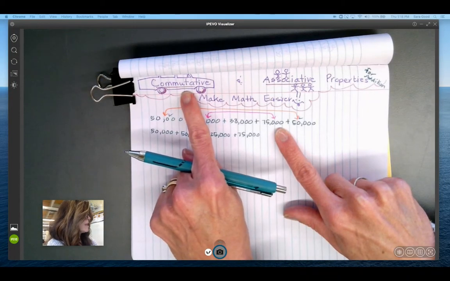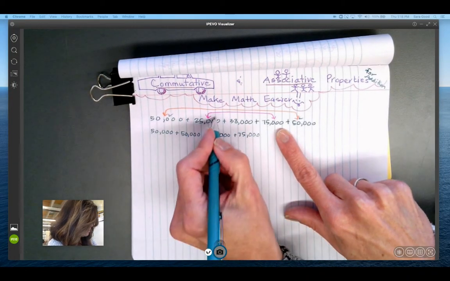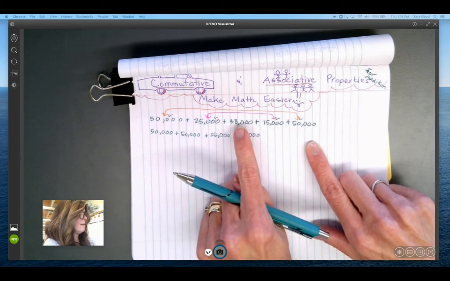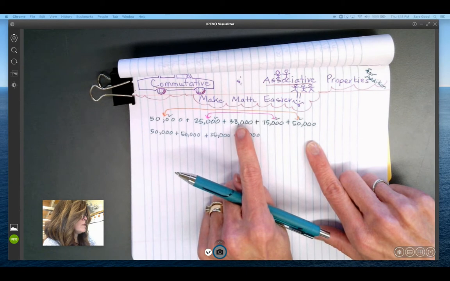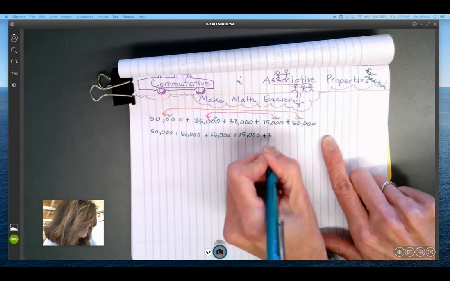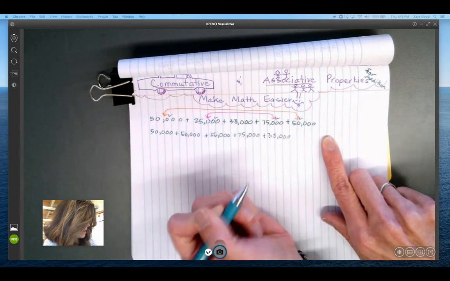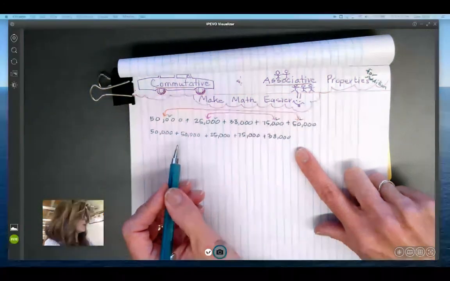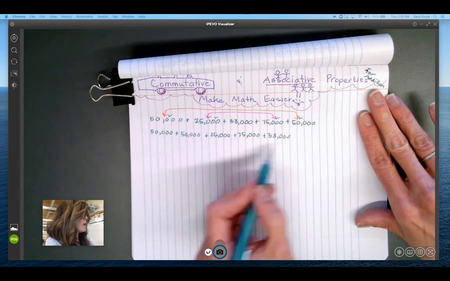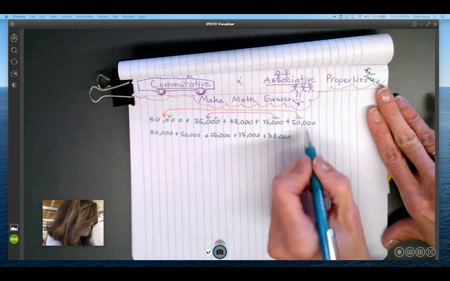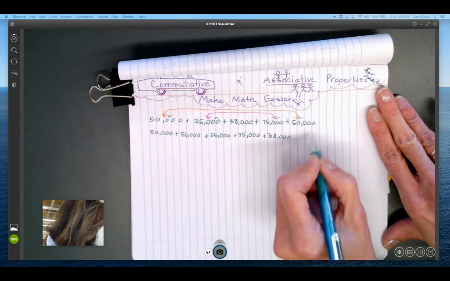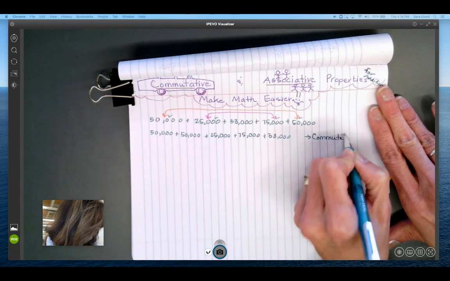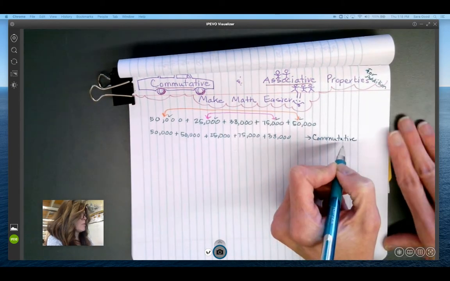Okay? And then we've had this one and this one. The only number, or what we call the addend, that we do not have to pair up or move is the 38,000. So I can't forget that. I'm just going to write that on the end, just like that. Now we have just shown the commutative property. I just move things around. So I'll write commutative. That's the commutative property, okay?